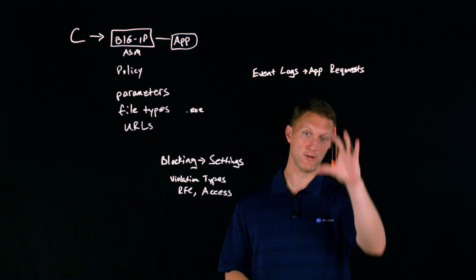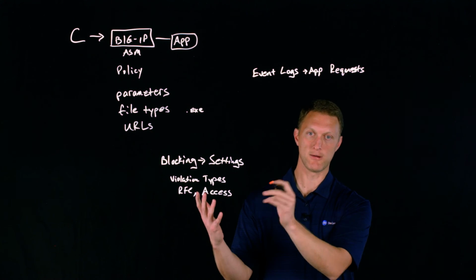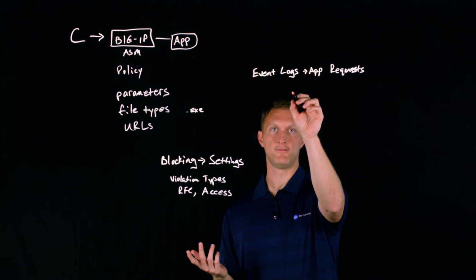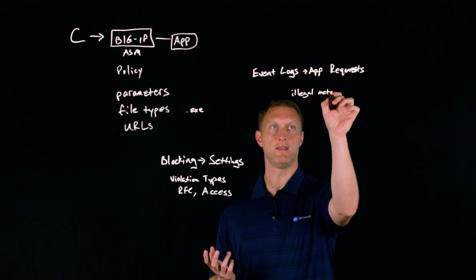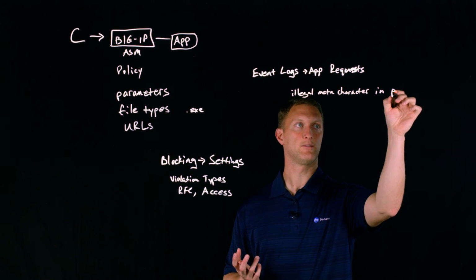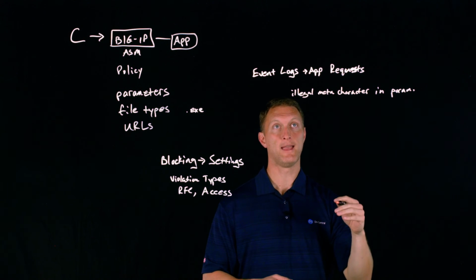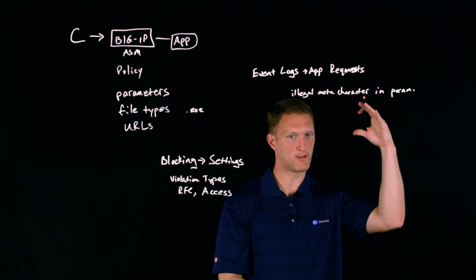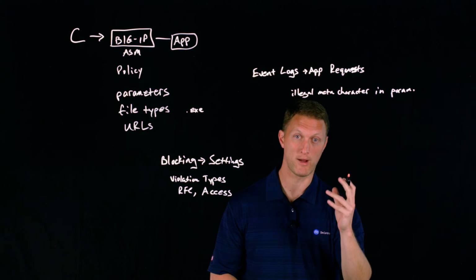And so when you look at the things that have been blocked, I'll go back to my little email meta character example. There may be a block that says illegal meta character in parameter, and I'll just put param, illegal meta character in that parameter. And so from this screen, from the event logs, application, requests, you look at all these different blocks, you can actually look at the details of this. It'll show you exactly why it blocked.